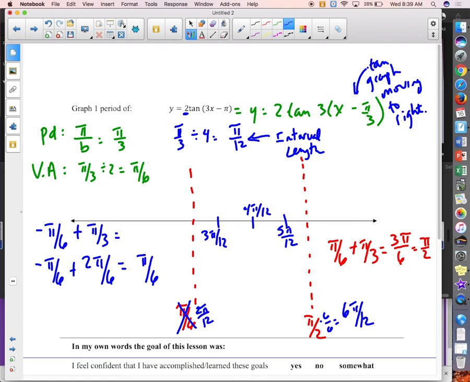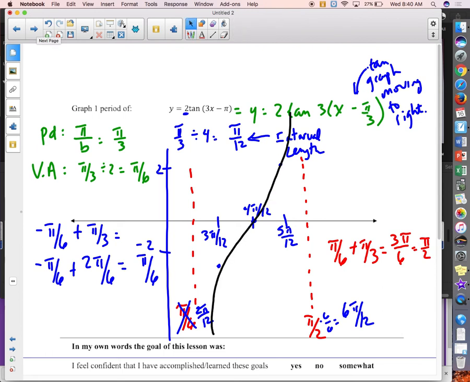We know what happens in the middle. 4 pi over 12 will be at the x-axis. At 3 pi over 12, we'll get a value of negative 2. And here's my actual x-axis, or my y-axis. And at 5 pi over 12, I'll get the y value of 2. I'll connect them. And that's going to be your graph of the function.